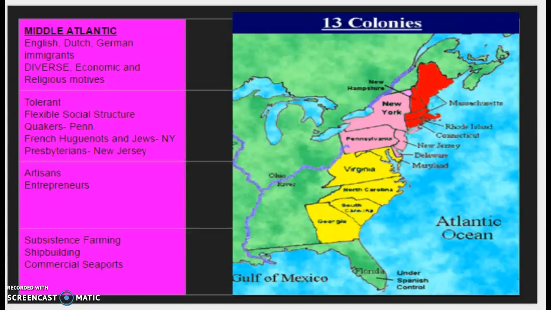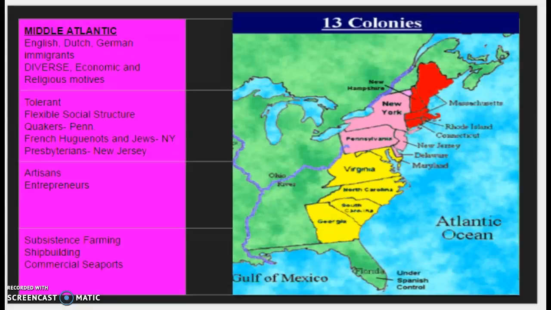As far as the Middle Atlantic region, it's the most diverse. It's literally in the middle of the two extremes. You've got a diversity of immigrants that are coming in from different parts of Northern and Western Europe, English, Dutch, German. They're coming for religious reasons. They're coming for economic reasons. It's a very tolerant area. It's a very flexible social structure area.